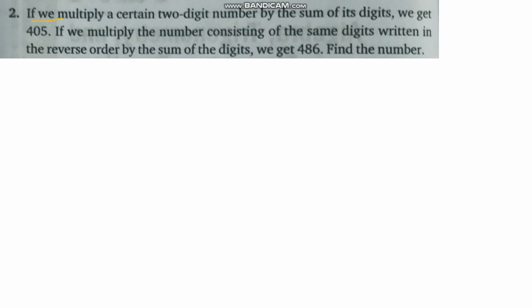If we multiply a certain two-digit number by the sum of the digits, we get 405. If we multiply the number consisting of the same digits written in the reverse order by the sum of the digits, we get 486. Find the number. Right? See, this question will be a little calculative one. Let's see how we will proceed. I am writing the underlines here.